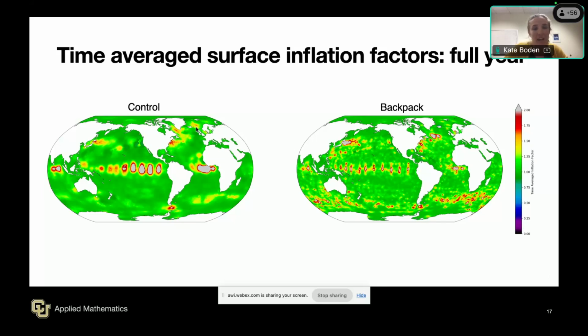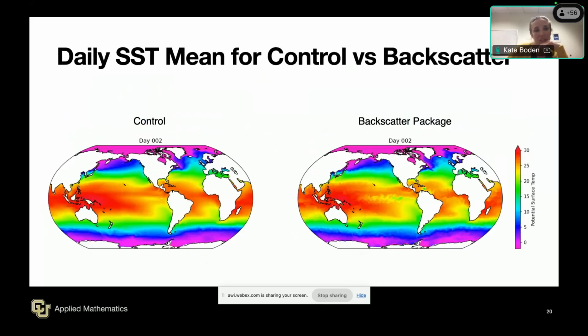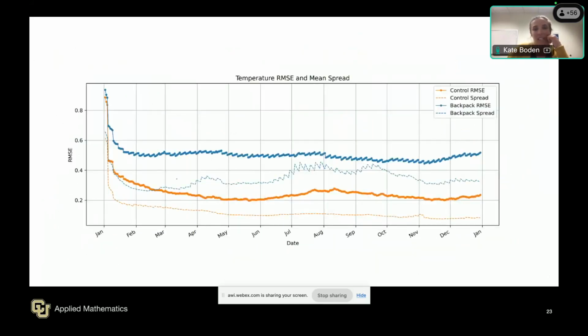I guess I did, let's see. I did do a plot like this where I'm comparing the RMSE to the spread in the ensemble, and so we would expect them to match. It does, like, we're still under dispersed in both cases. Blue here is backscatter, and orange is the control. And you can really see the DA cycle here. But it would be cool. I think that's a nice suggestion to look at the CRPS.